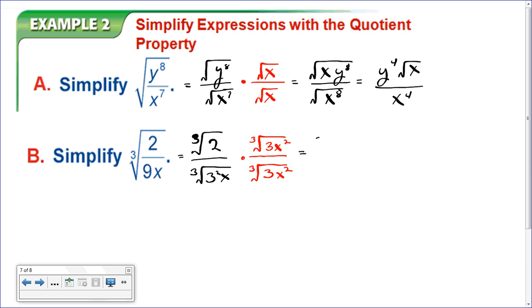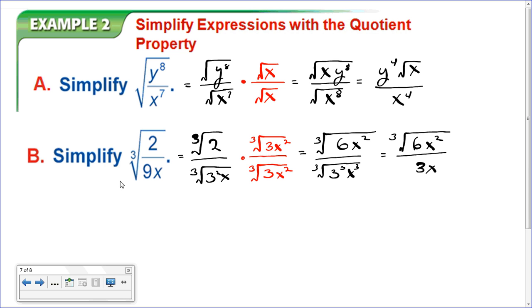Alright, now let's carry through on our multiplication. So this is going to be the third root of, well, looking at this, 2, I can't do anything with that. I can't do anything with the 3, and the x squared I can't pull out of the radical either. So on the top, I'm just going to have the third root of 6x squared. On the bottom, I'm going to have the third root of 3 to the third, x to the third, which is going to simplify to give me, the top remains the same, the third root of 6x squared over 3x.